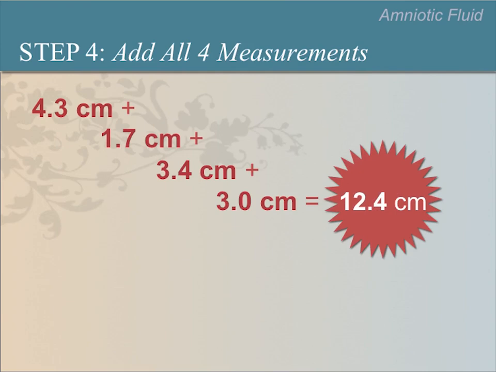Finally, add all 4 measurements together to determine the amniotic fluid index. Is this AFI normal? Please pause the video now to encourage responses. The answer is that a normal AFI falls between 5 to 24 centimeters. The AFI in this patient is normal.